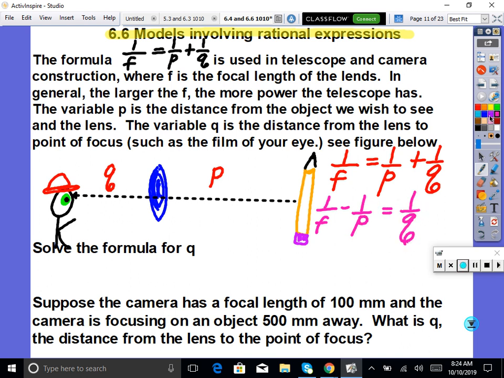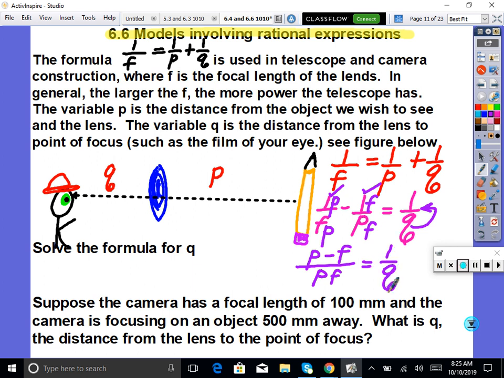Now, just a reminder here. From here, there's a couple ways to do this problem. This is how I would do it. I want to bring q on top, but I can't flip q unless this side only has one fraction as well. So let's get this and this together. We know how to add fractions. We need a common denominator. So we would multiply by p over p, f over f. So now on this side I have p minus f over pf, and that's equal to 1 over q.